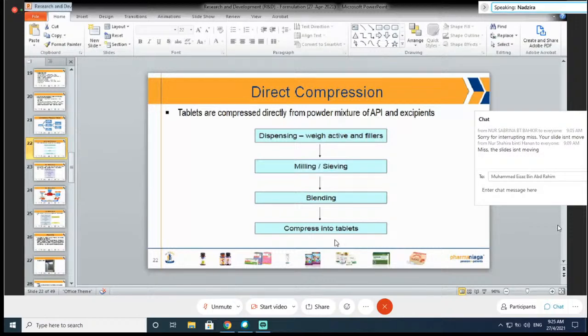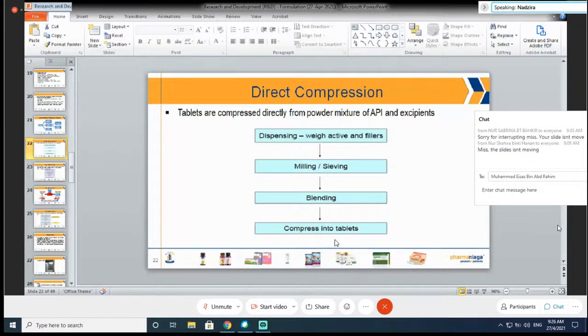First thing first, for the process of tablet formation, we need to dispense the active form, the API, and also the ingredients or excipients used. Dispensing means weighing. Because in hospital we say dispensing of the medication, giving the medication to the patient. So dispensing here means weighing the material or excipient.